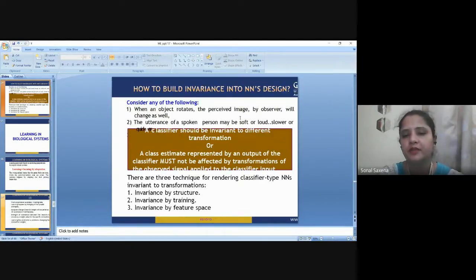Now, how can we build invariance into neural network design? Consider the following. When an object rotates, the image perceived by the observer will change as well. Secondly, the utterance of a spoken word may be softer, louder, slower, or quicker. So a classifier should be invariant to different transformations, or a class estimate represented by an output of the classifier must not be affected by transformations of the observed signal applied to the classifier input. There are three techniques for rendering a classifier invariant to transformations: invariance by structure, by training, or by feature space.